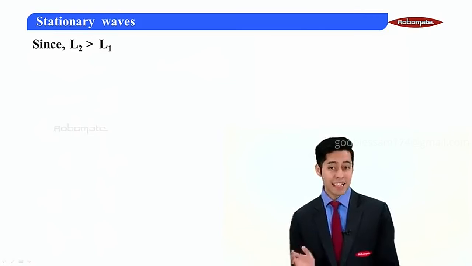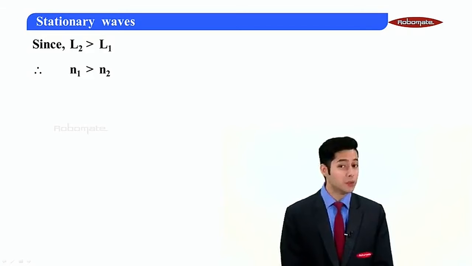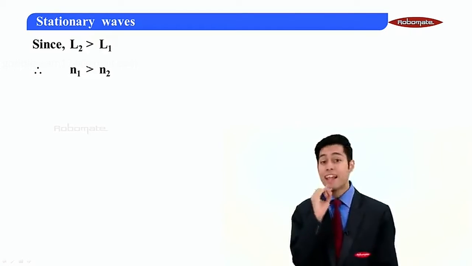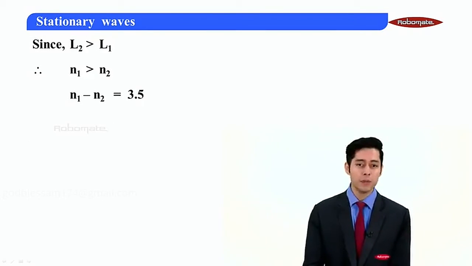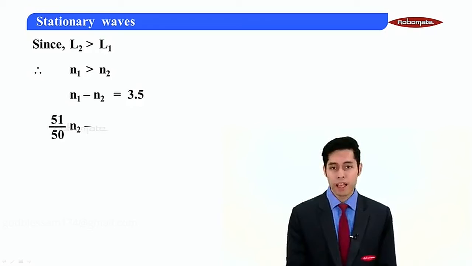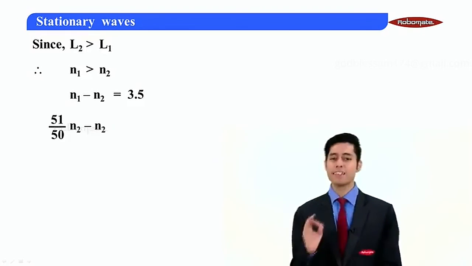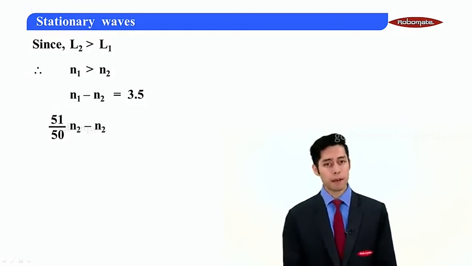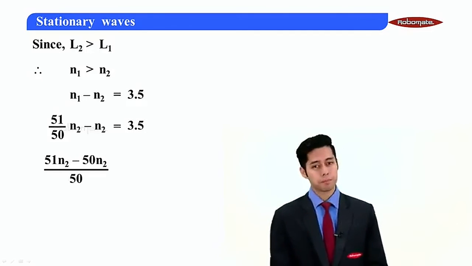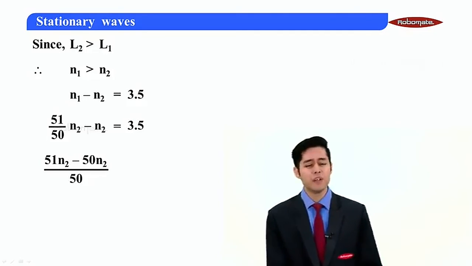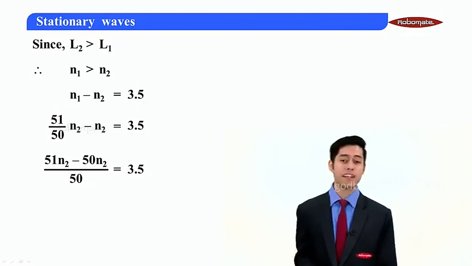Now I know that since length 2 is greater than length 1, the frequency 1 will be greater than frequency 2 because the relation between length and frequency is inverse. So can I say N1 minus N2 is 7 upon 2, that is 3.5. I also know that N1 is 51 by 50 N2. So substituting that in this equation, I get 51 by 50 N2 minus N2 which is equal to 3.5. On solving this, I get 51 N2 minus 50 N2 which is equal to 3.5, and on the left hand side it was divided by 50.